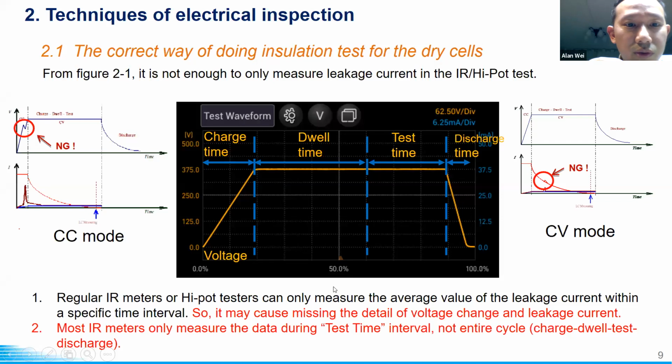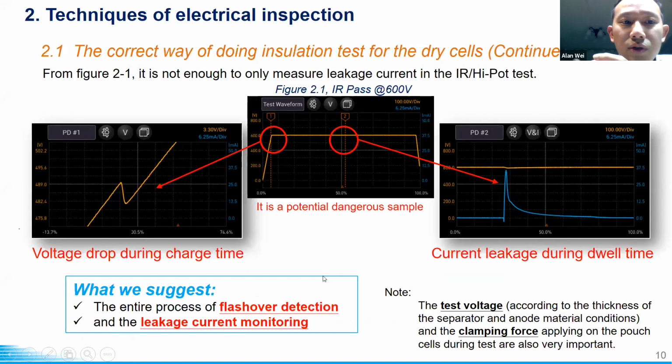So you see the chart before, the IR pass at 600 volt. So why is it a potentially dangerous sample? This is the same graphic we tested before, and you cannot see the detail. But if we zoom in on the voltage, you can see there will be a little bit of a drop here. It's about a 7 to 10 volt drop.